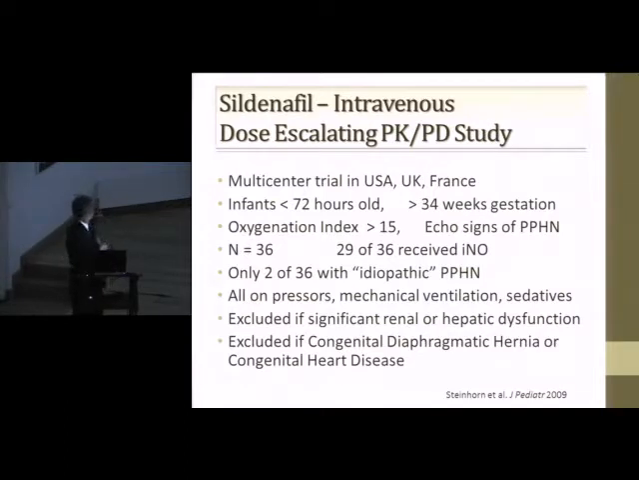Be that as it may, there was a multi-center trial done in the US, the UK, and France with typical PPHN babies, so those that were less than 72 hours of age, near term or term. The oxygenation index was greater than 15, and there were 36 babies in this group, with 29 of those 36 receiving inhaled nitric oxide. By far the majority of these babies had significant lung disease, with only 2 of the 36 having, quote, idiopathic PPHN.